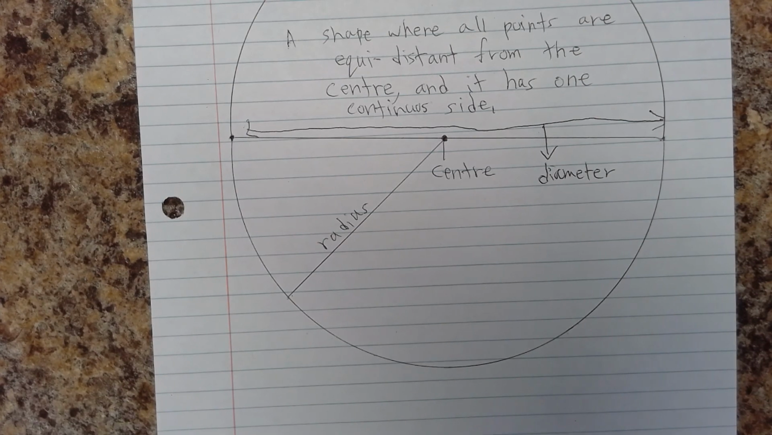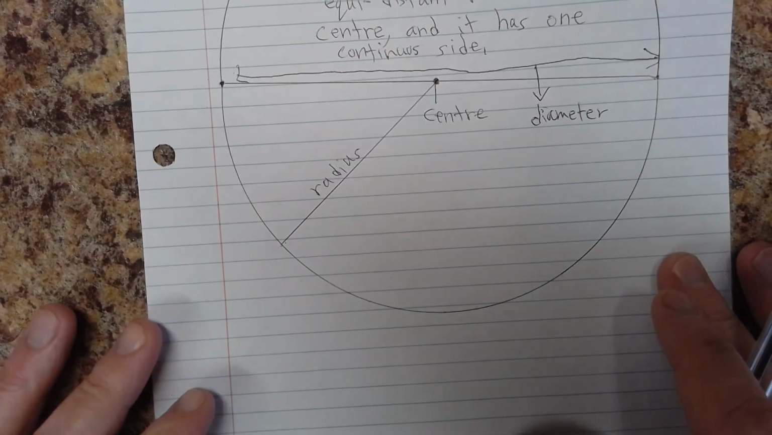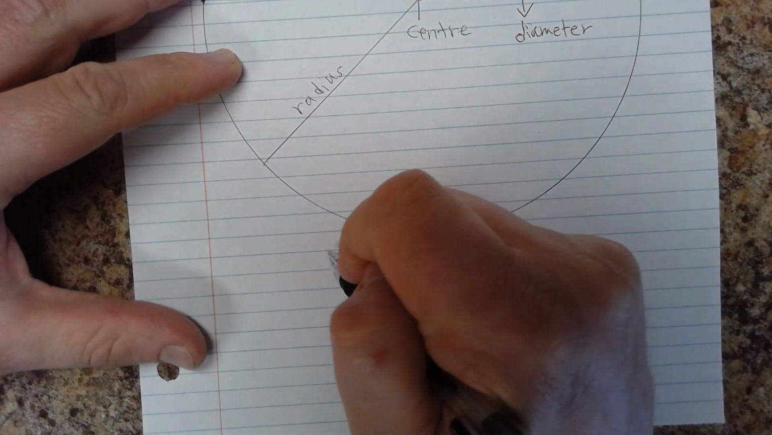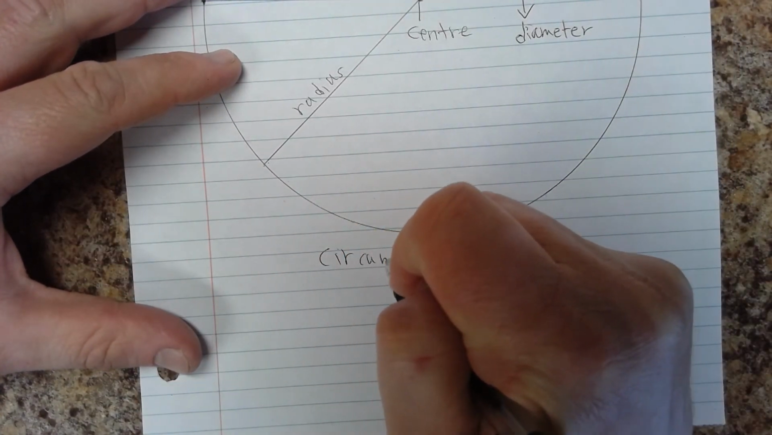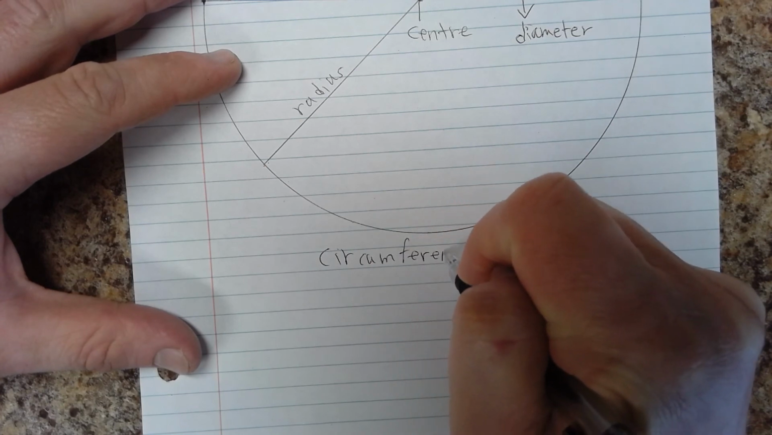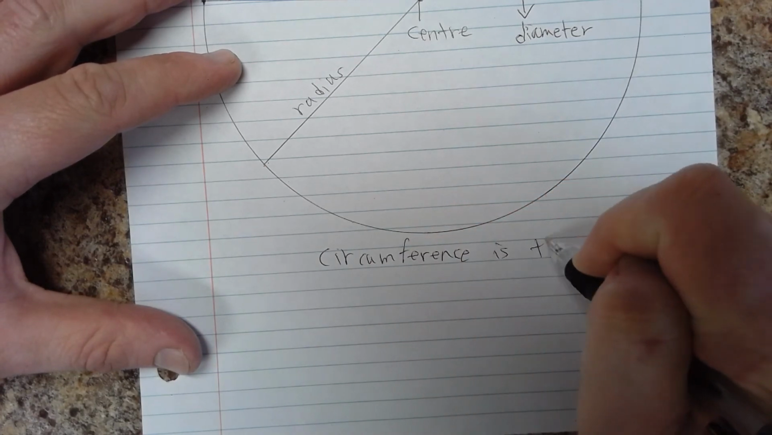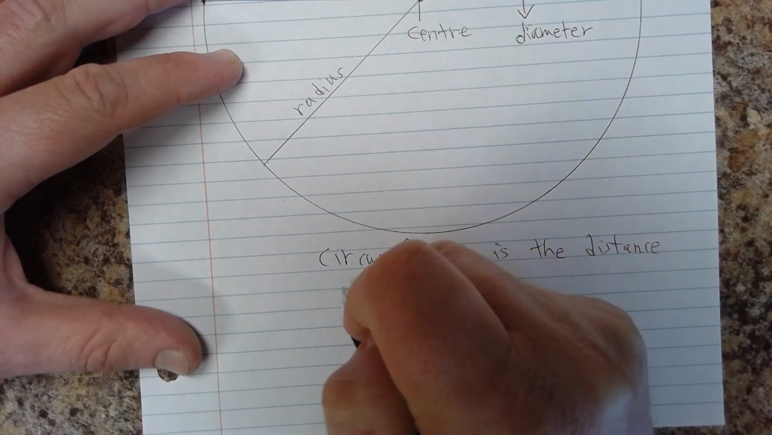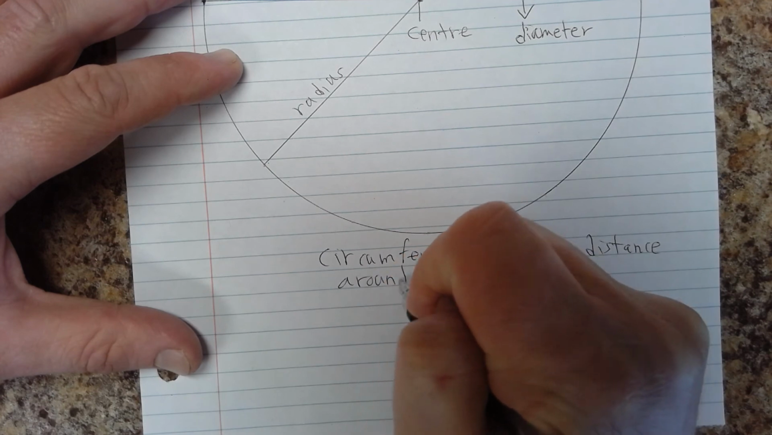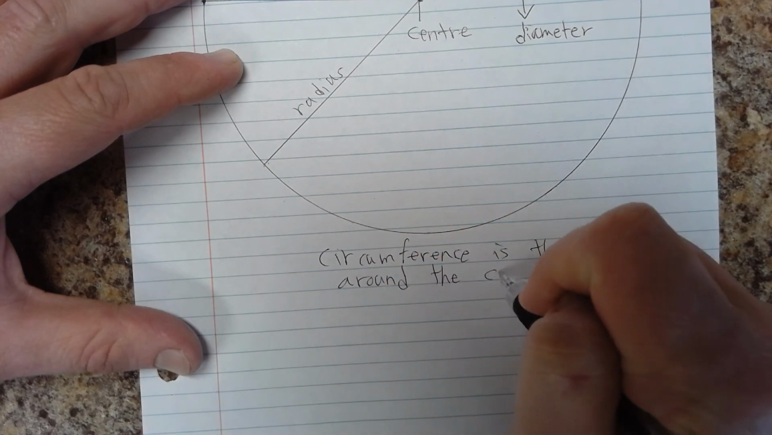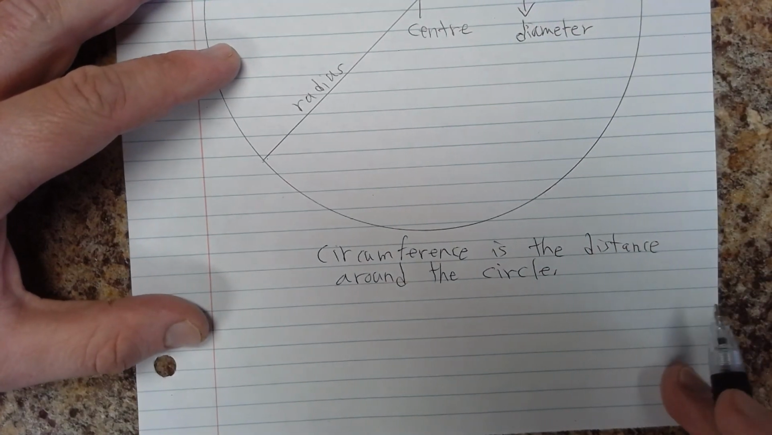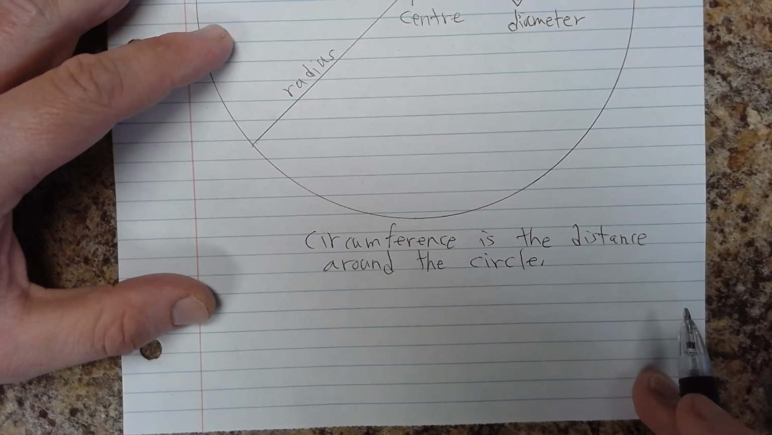The other concept that we need to do is the circumference. And we're going to write out the definition of the circumference down here. Your circumference is the distance around the circle. The circumference is the distance around the circle.